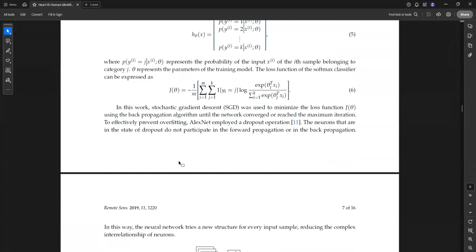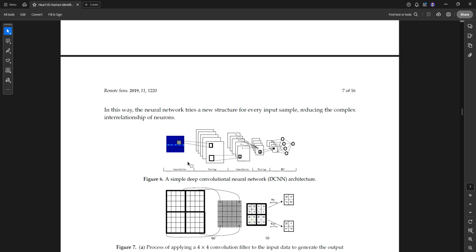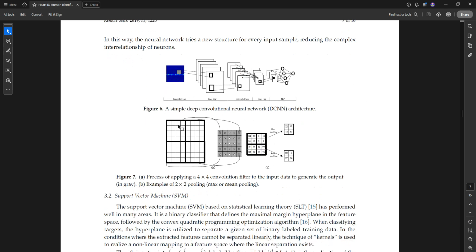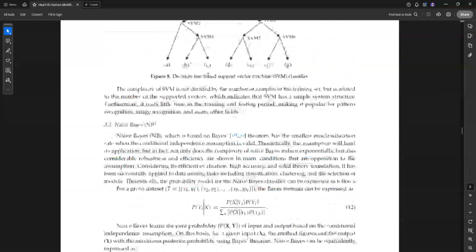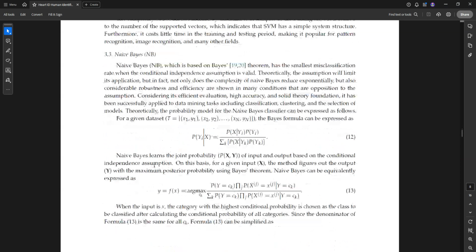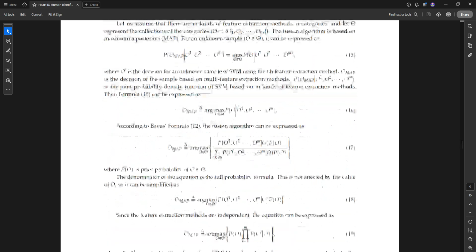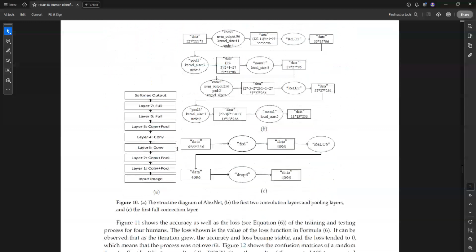Now they describe what they do with traditional machine learning like naive Bayes and SVM. They start with the architecture for their convolutional neural network. There are 2 layers, 1 and 2, and the end is a fully connected layer to distinguish between the classes. Then they describe the SVM, the decision tree that they employ, the naive Bayes and the fusion between the naive Bayes and SVM, and then they start the comparison and discussion.